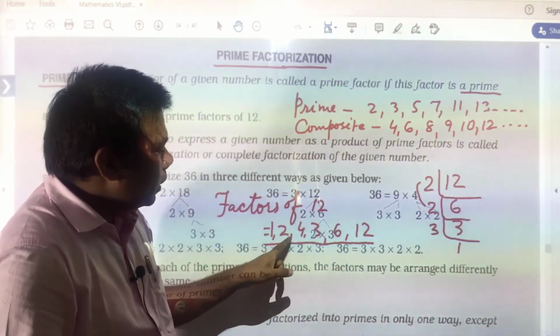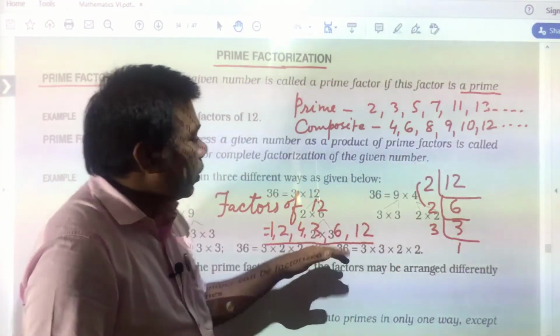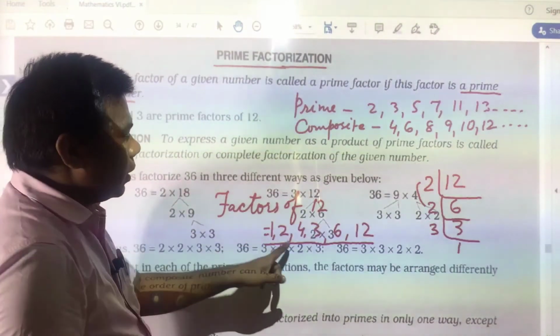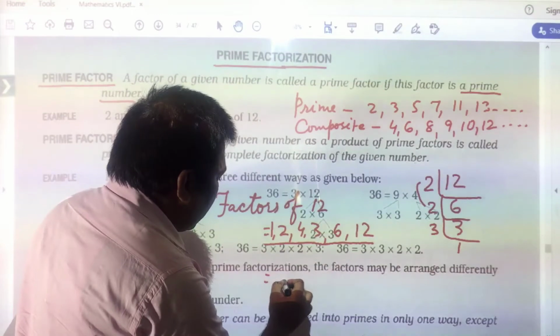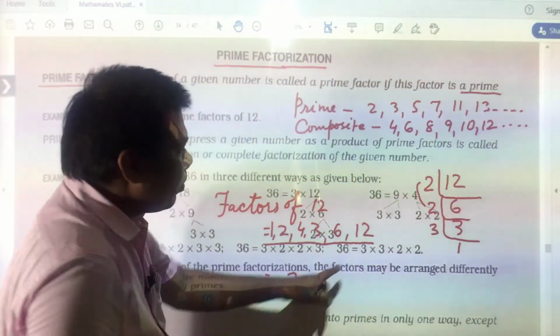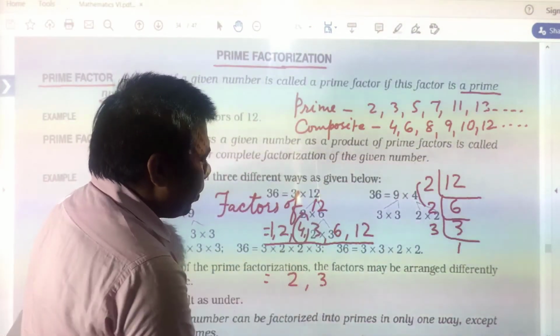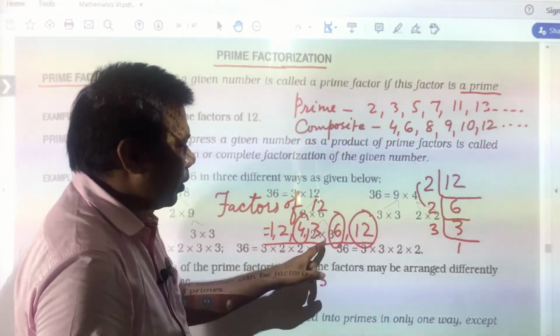This means 12 will be divisible exactly by these numbers, but we need to know what we are learning. We are learning prime factors. So, what are the prime factors here? The prime factors are only 2 and 3. 4 is not a prime number, 6 is not a prime number, and 12 is also not a prime number.